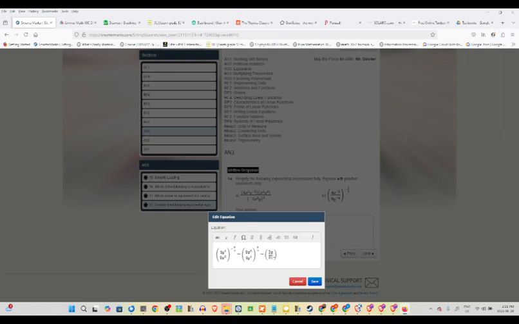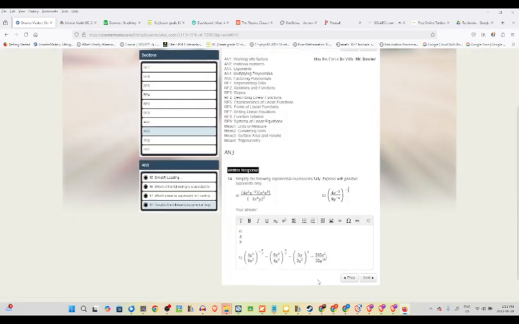Now we have a 3x over 2y squared to the 5th. So 3 to the 5th is 243. X to the 5th is just x to the 5th. 2 to the 5th is 32. And that'll be y to the 10. So that's our answer for part B.